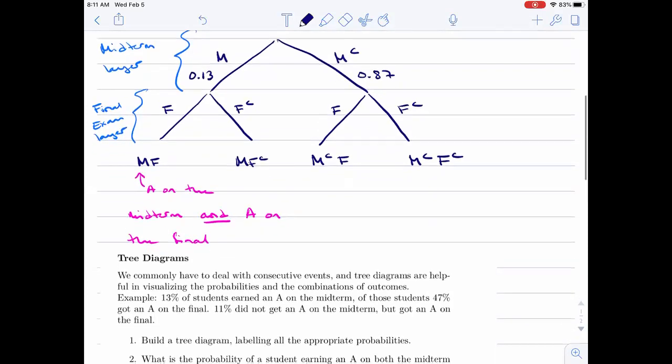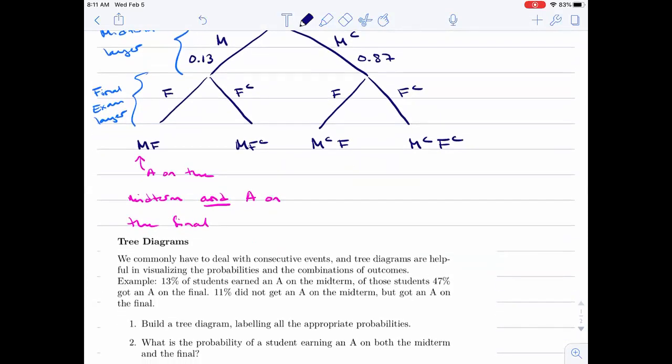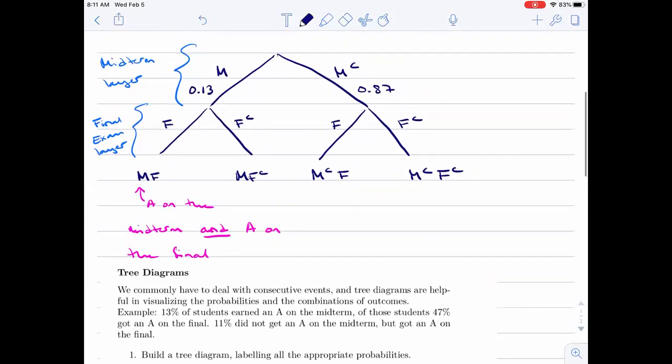For the rest of the probabilities, right, of the ones who got an A on the midterm, 47% got an A on the final. So now we're down in the second event, the second layer of our tree diagram. And so getting an A on the final, given that you got an A on the midterm, the probability is we're told 0.47. So down here, we've got a probability of 0.47.